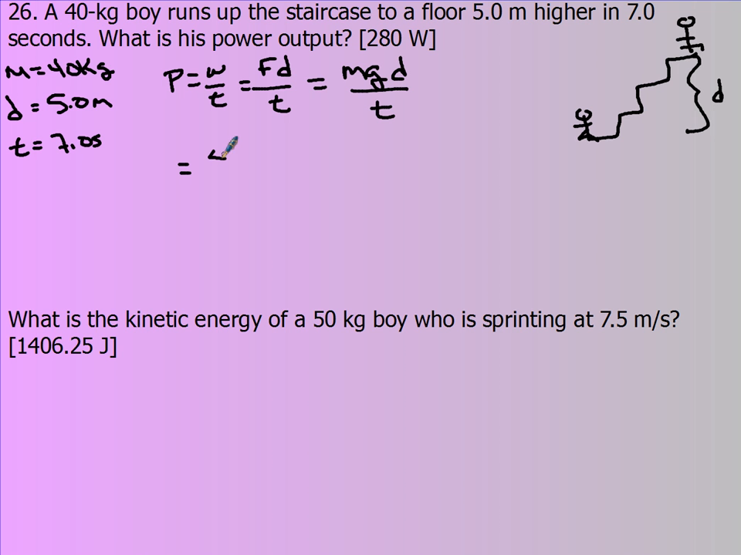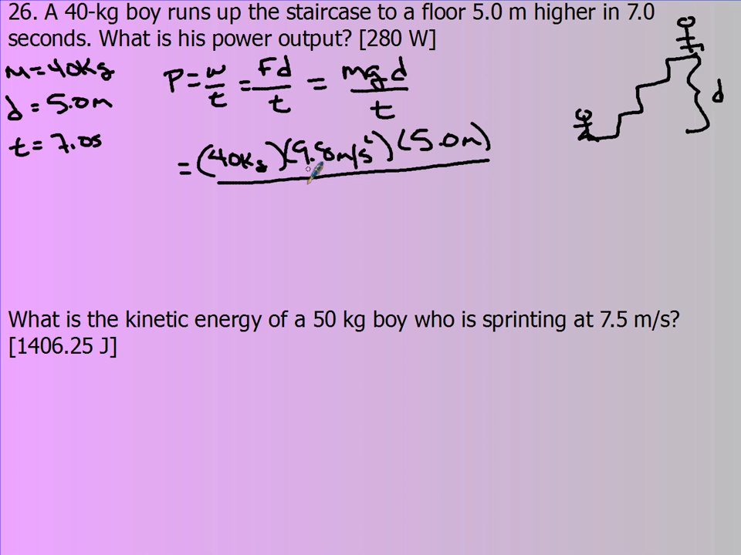So the mass is 40 kilograms. g is 9.8 meters per second squared. And the distance he covers is 5 meters vertically, divided by his time, and his time is 7 seconds. So you get a power output of 280 watts.